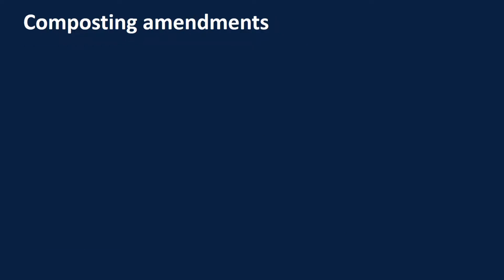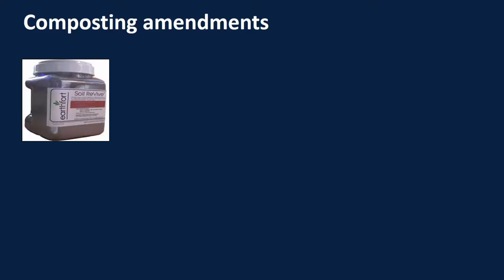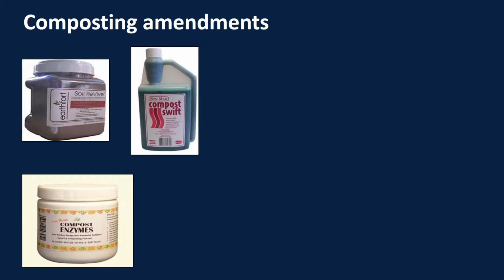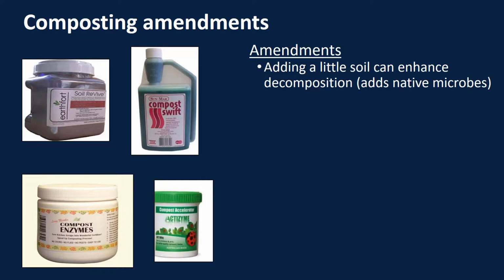There's also several different things we could potentially add to our compost to speed it up or help a little bit. There's different enzymes or microbes or different things like that that you can see here. We can also add soil, because soil has lots of microbes in it. We can add those native microbes, help increase the population to do what they need to do.